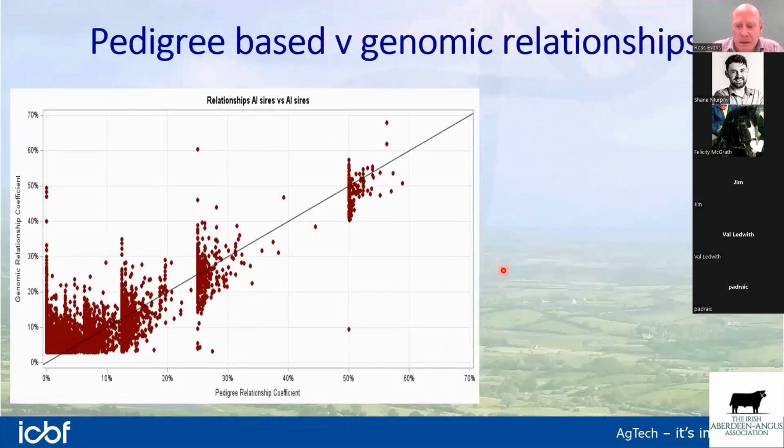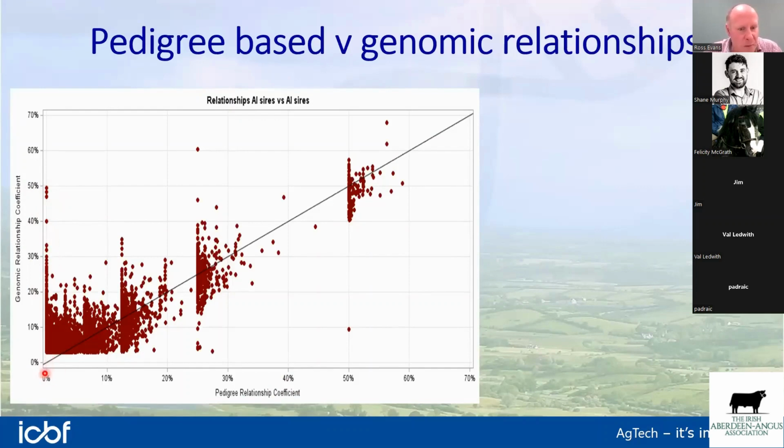This one is on a similar concept. What I've done is look at all the artificial insemination sires, Angus sires, that have been used in Ireland over the last maybe 20 years, and looked at the relationship between the pedigree coefficient and the genomic coefficient. If there was no difference, they'd all be on a straight line all the way up. They'd all be sitting on that black line. But I just want to highlight a couple of the key groups here.